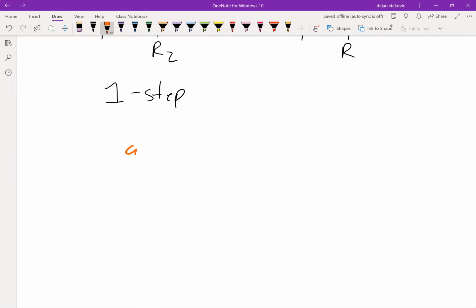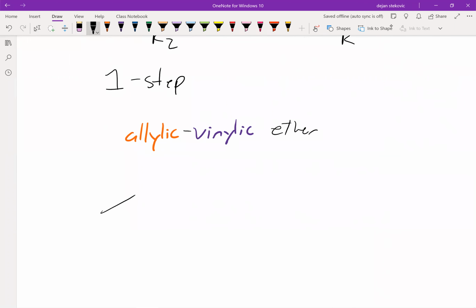And what you need here is an allylic vinylic ether, right? So what does that mean? Let's go ahead and draw it out. So your allylic means that we're next to a pi bond, right? Your ether is next to a pi bond. It's not directly attached to the pi bond. It's on a carbon next to the pi bond.